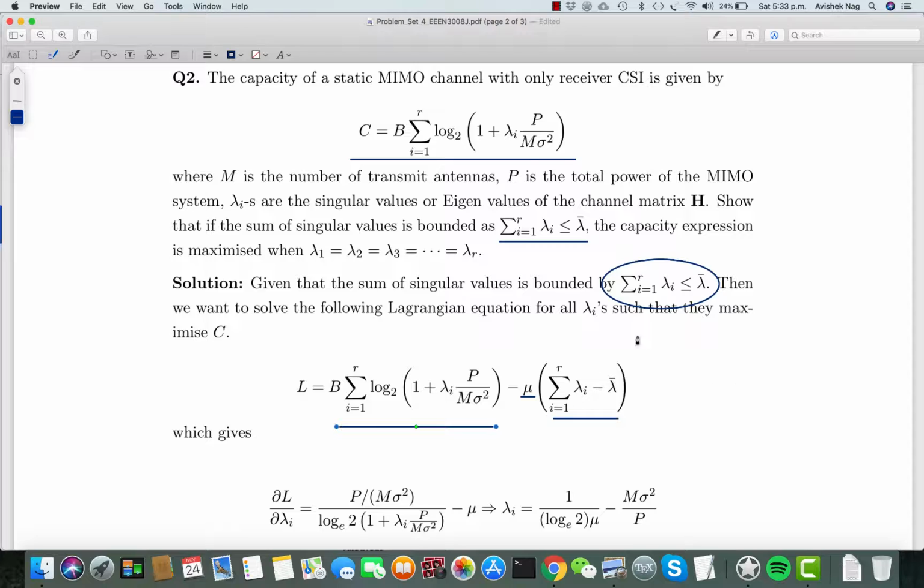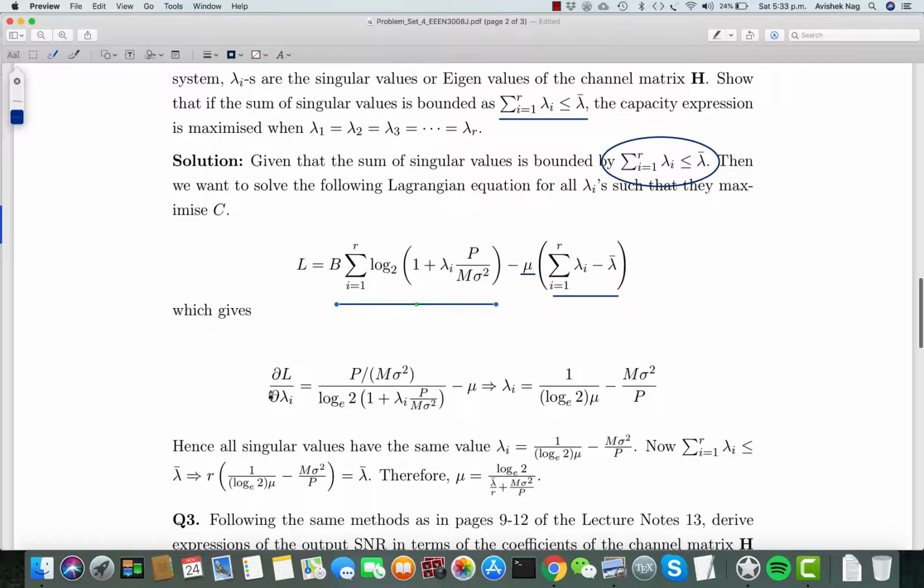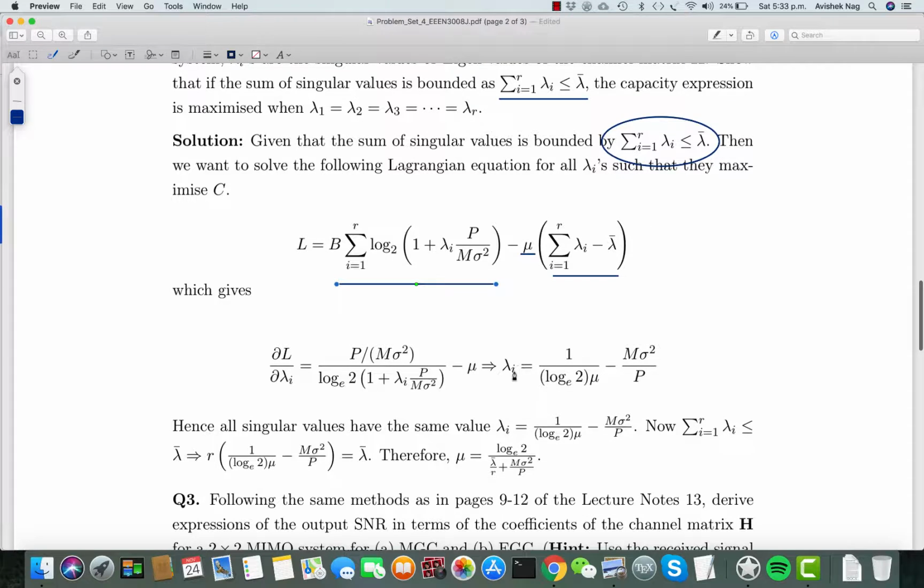So the Lagrangian equation is given by the original function minus the Lagrangian multiplier mu times the constraint written in this form. So now if I take the partial derivative of the Lagrangian function and set it to 0, this will give me the value of all the lambda i's. So this gives me the lambda i's in terms of the different parameters of the original function, m, sigma square, p, and the Lagrangian multiplier mu.